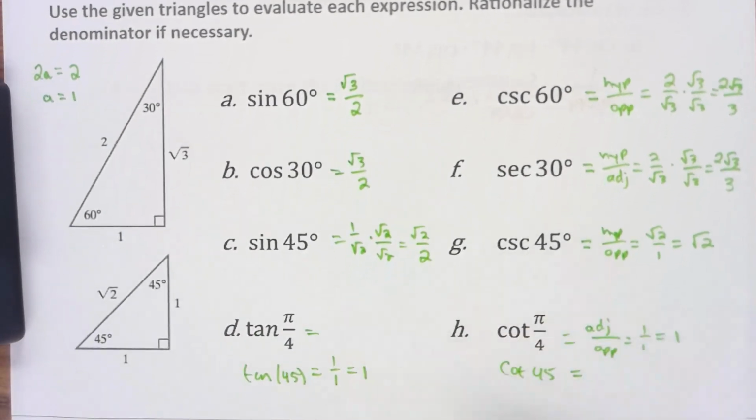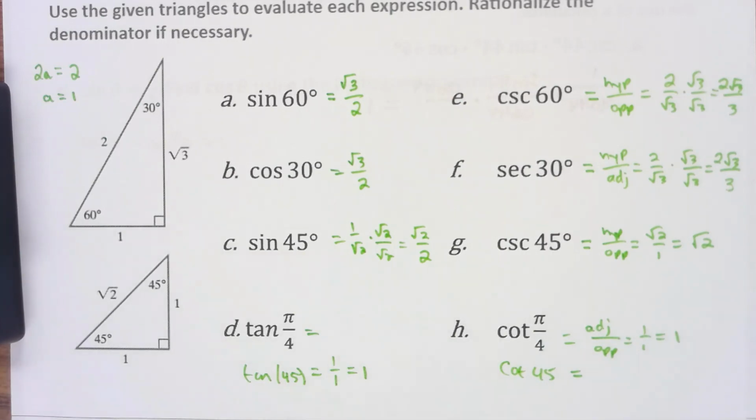We should know whether you need to convert it or not, but pi over 4 ends up being equal to 45 degrees. So I'm actually still using this 45, 45, 90. The opposite over adjacent is 1 over 1, which is just 1. Questions there on A through D?